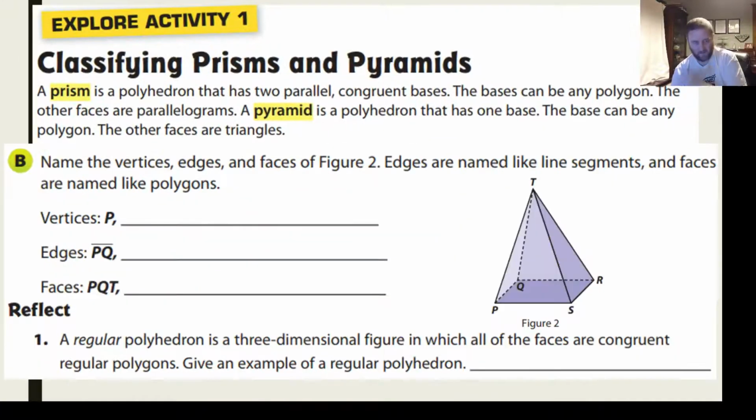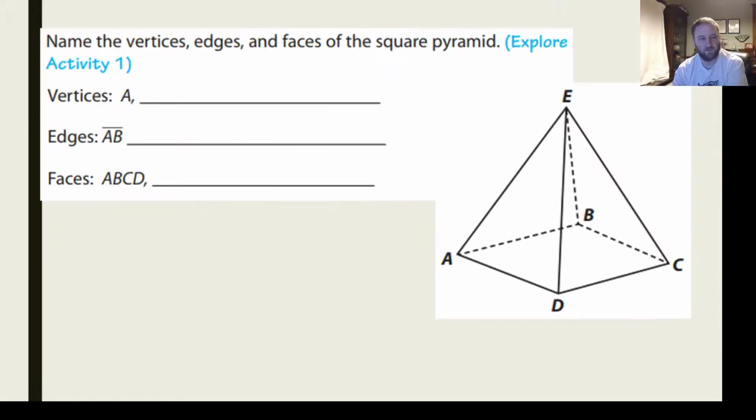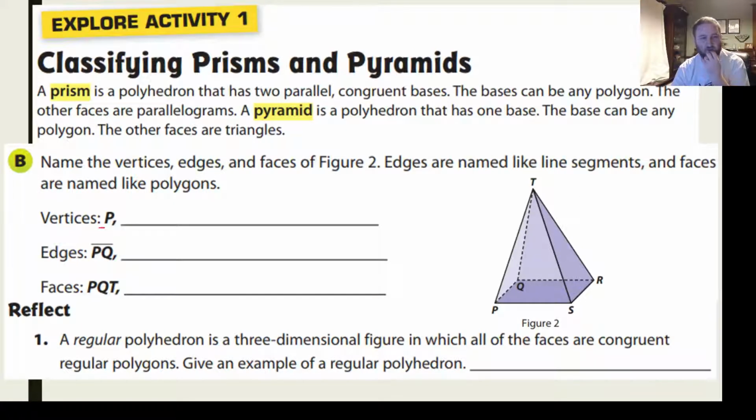Okay, so the vertices of this figure, the first one's given for us, that's P. Here's a vertex. Another vertex is Q over there. Over here is a vertex, that's R, so we're just going to write R. Here's another vertex, that's S. And then there's one more, this point at the top, that's T, that's our last vertex. Okay, so there's 5 vertices in this figure.